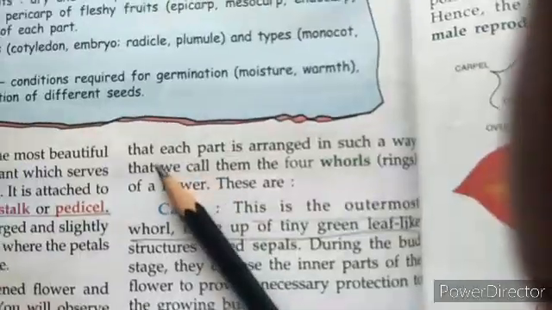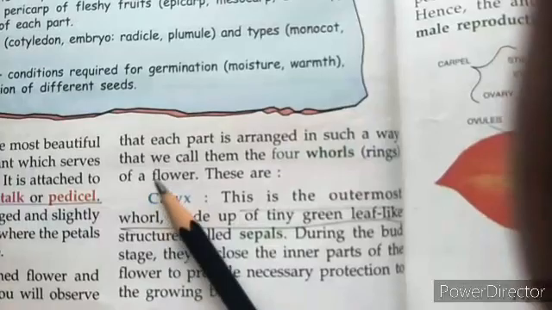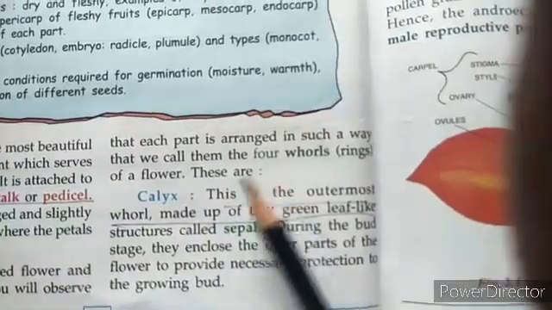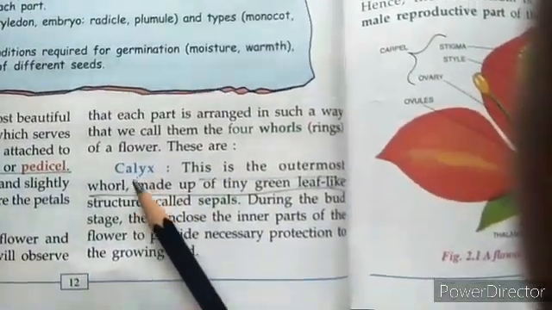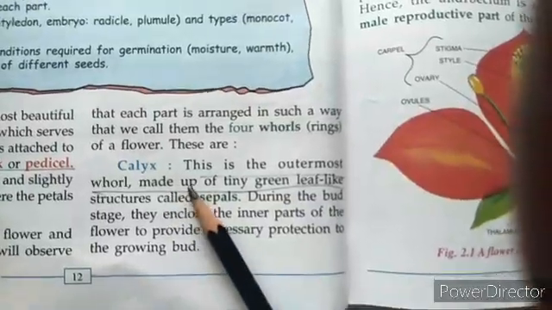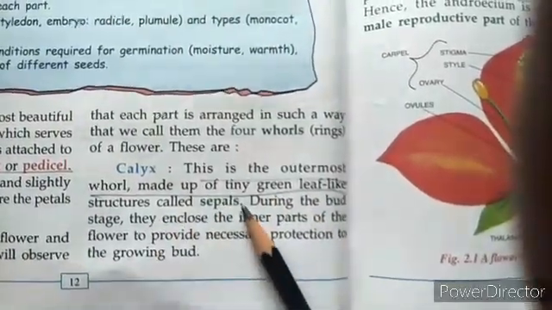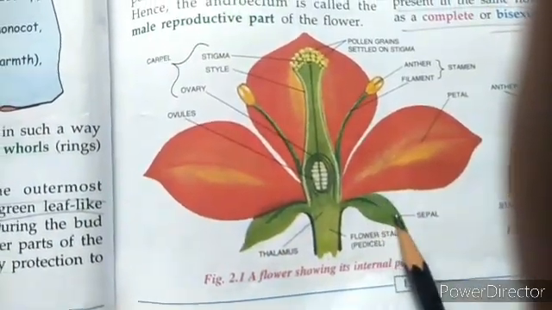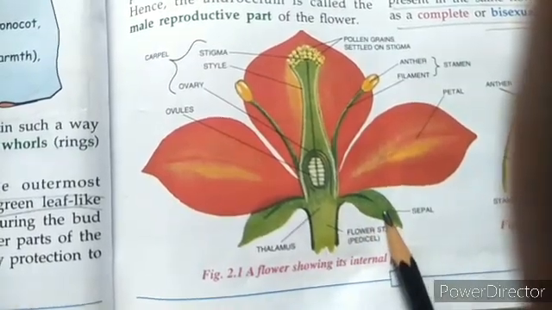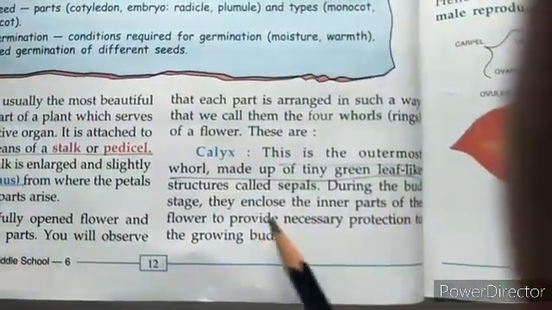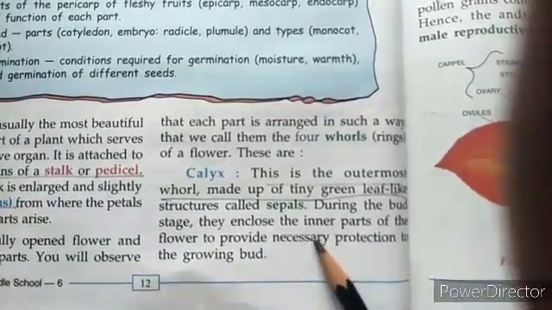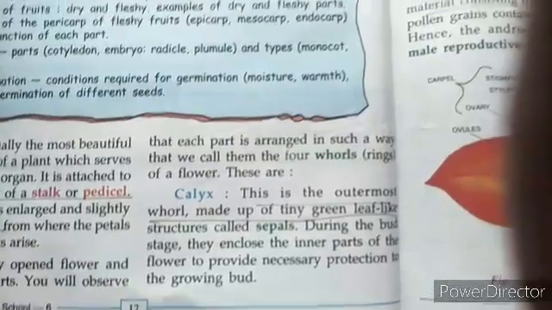You will observe that each part is arranged in such a way that we can call them the four whorls or rings of a flower. These are, number one, the outermost whorl, known as the calyx. It is made up of tiny green leaf-like structures known as sepals. In this structure, the green structures here are the sepals, the outermost whorl. During the budding stage, each encloses the inner part of the flower to provide necessary protection to the growing buds.